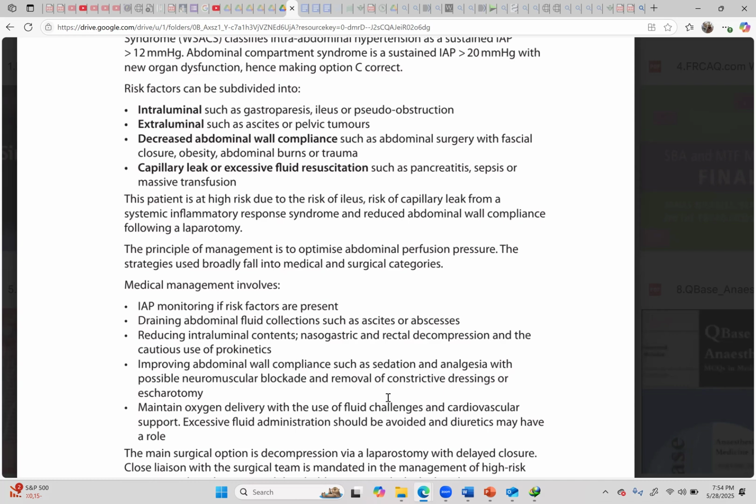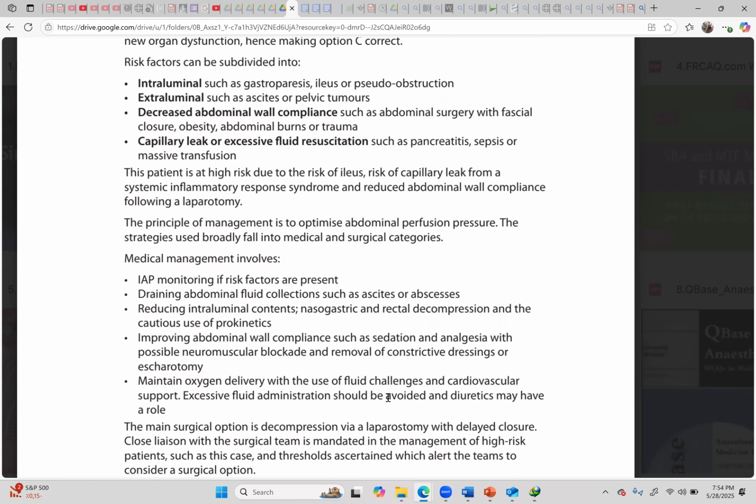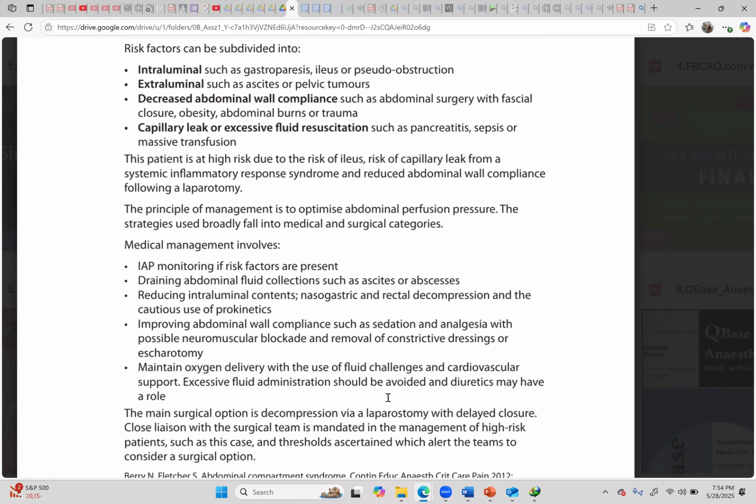Anyways, maintain oxygen delivery with the use of fluid challenges and cardiovascular support. Excessive fluid administration should be avoided, and diuretics may have a role. The main surgical option is decompression via laparostomy with delayed closure. Actually, they put a Bogota bag and do staged closure, and this occurs also in pediatrics, for example, when they correct congenital diaphragmatic hernia. The abdominal contents were in the thorax, so now they are coming back into the abdomen.